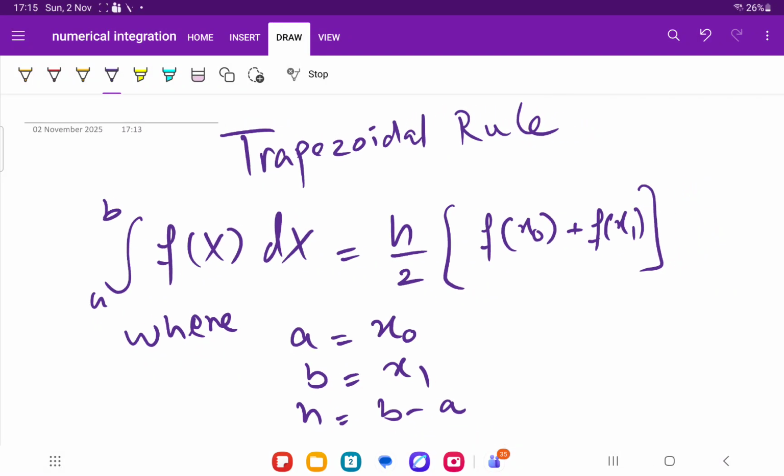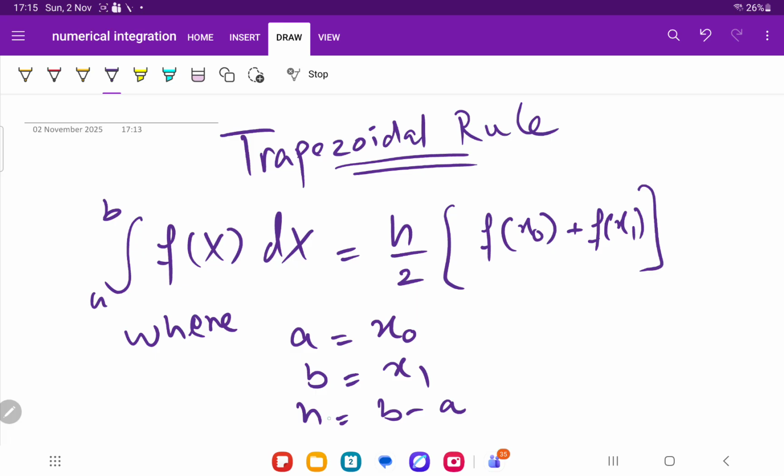It's a rule for numerical integration, the trapezoidal rule, the first one. So your function is defined from a to b. The integral of f of x dx is equal to h by 2 times f of x naught plus f of x1, where a is equal to x naught, b is equal to x1, and h is b minus a.